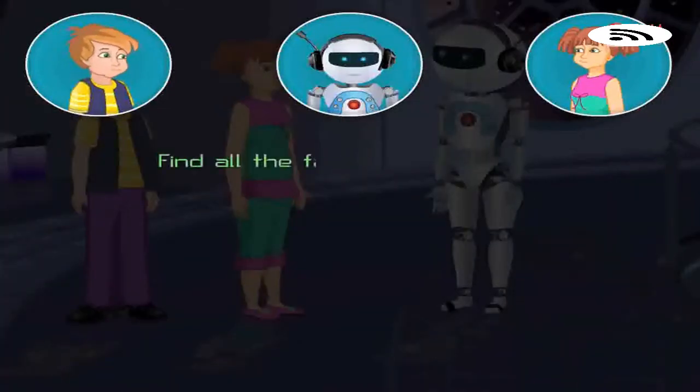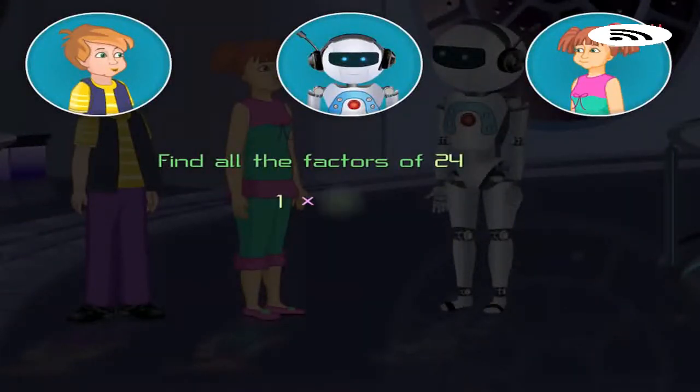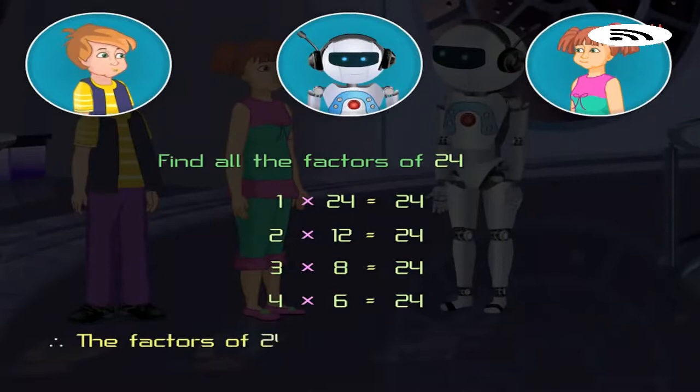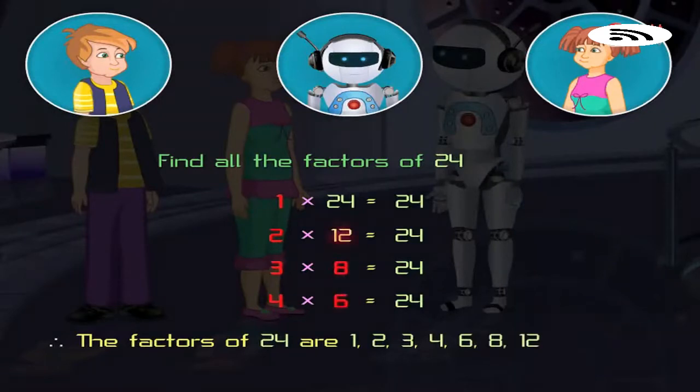Find all the factors of 24. 1 multiplied by 24 is 24. 2 multiplied by 12 is 24. 3 multiplied by 8 is 24. 4 multiplied by 6 is 24. Therefore, the factors of 24 are 1, 2, 3, 4, 6, 8, 12 and 24.